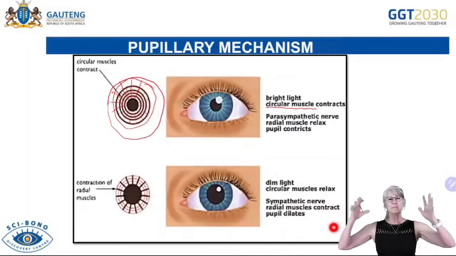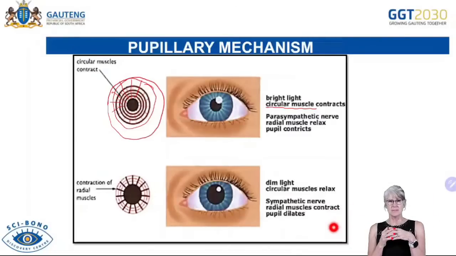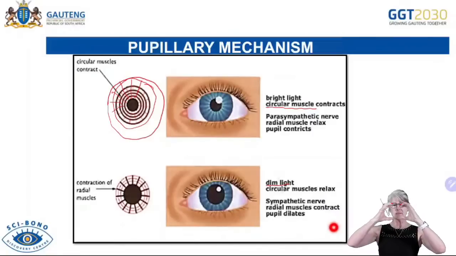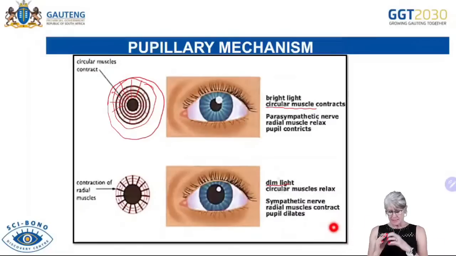When we are now in dim light, there's not a lot of light, so I'm not going to be able to see unless I allow all the light that there is into my eye. So in dim light, the circular muscle relaxes, and when it relaxes, the fibers get longer, and that means my pupil dilates, it gets larger. My radial muscle is going to contract, and that causes the pupil to dilate, which allows more light into my eye so that I can see better.